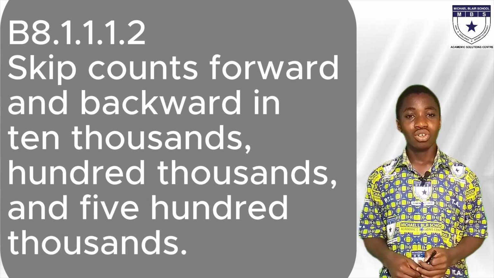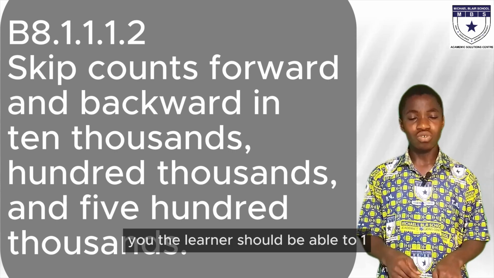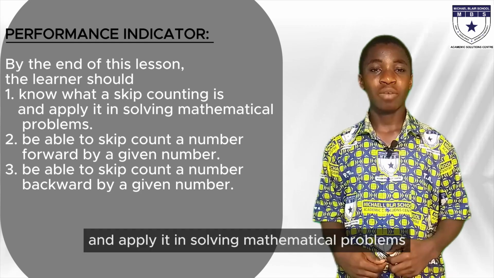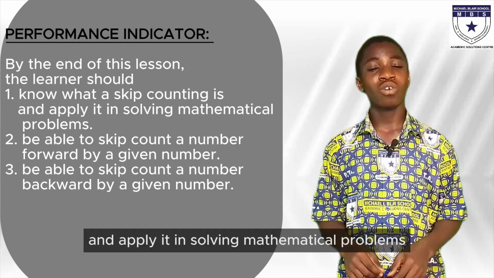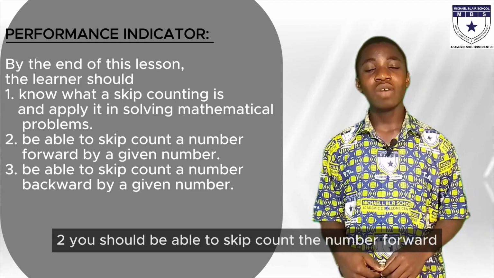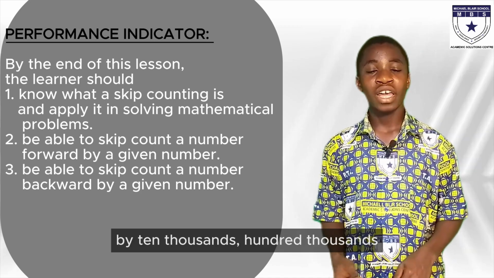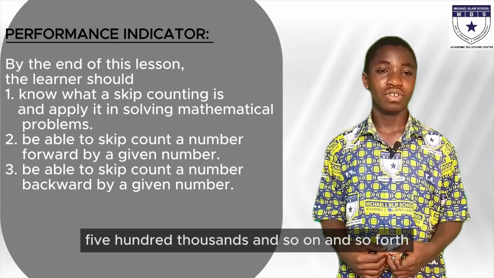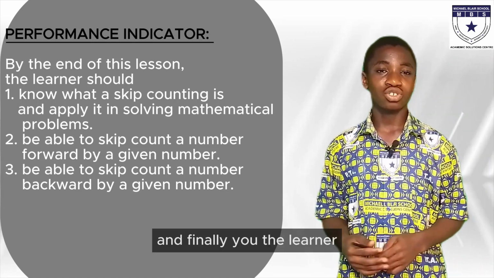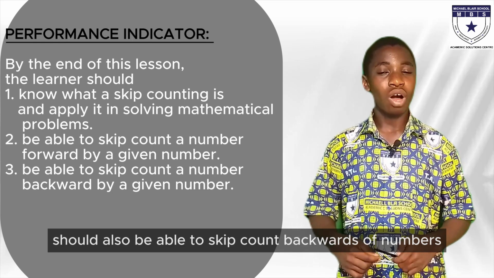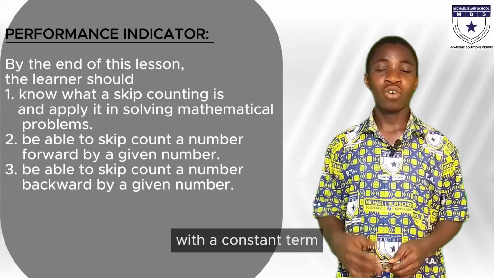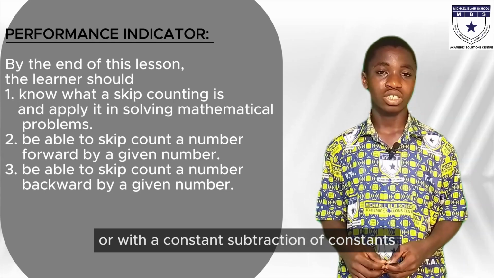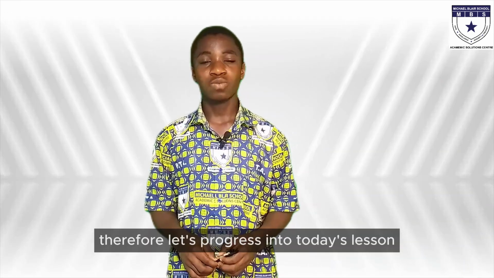First of all, by the end of this lesson, you, the learner, should be able to: 1. Know what skip counting is and apply it in solving mathematical problems. 2. Skip count a number forward by 10,000s, 100,000s, 500,000s, and so forth. And finally, 3. Skip count backwards with a constant subtraction of constants. Therefore, let's progress into today's lesson.